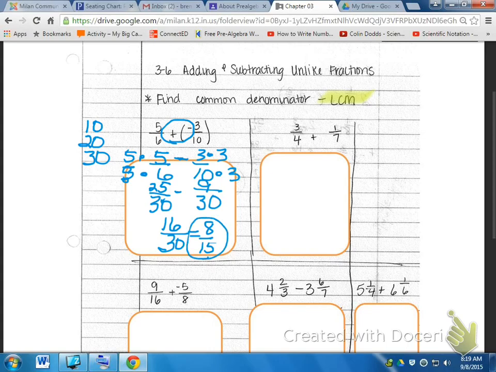So a lot more work when the denominators are not the same. You have to rewrite them to common denominators, and you can then do the problem like we did on Friday.